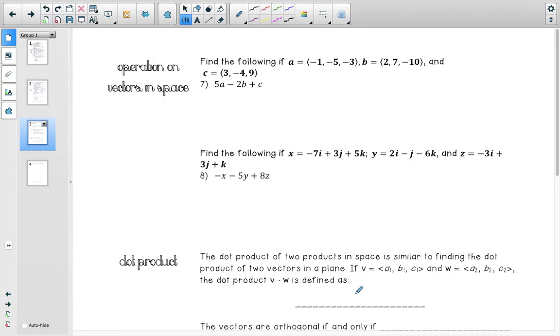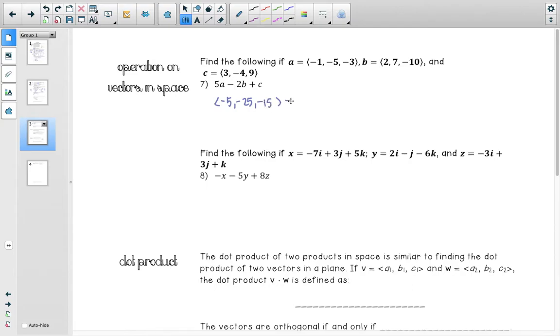Now, I could give you all the rules for this, but this is super simple, so we don't need to do that. What it's saying first is we're going to take 5 times the vector a, and that's basically just scalar multiplication. So you just multiply all of these. If I wanted 5a, you would end up with -5, -25, and -15.